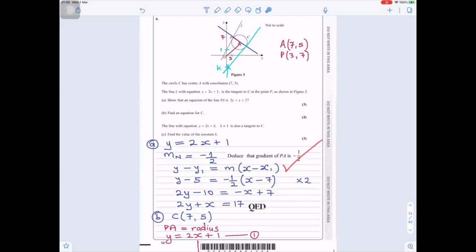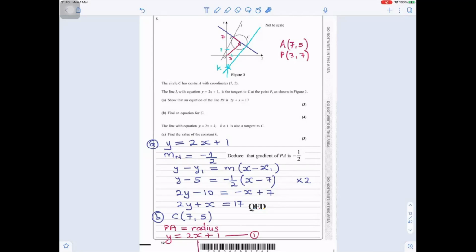And we use this formula for the equation of a line. y minus y1 equals m bracket x minus x1. It passes through 7, 5. So y is 5, x is 7, and the gradient is minus a half. You put that, you rearrange it, you will get 2y plus x equals 17. QED, quod erat demonstrandum, which means as required to show.